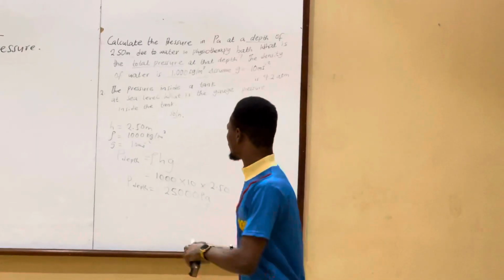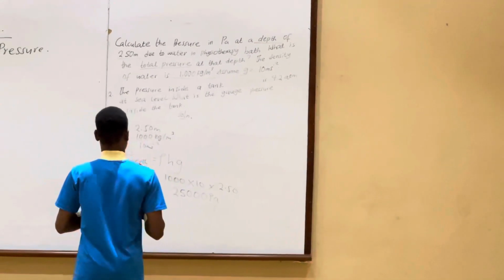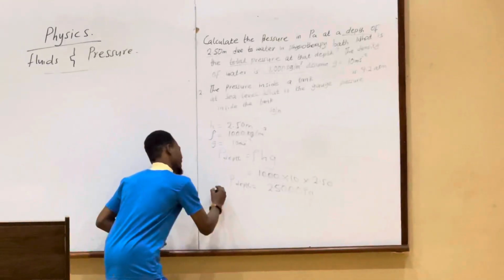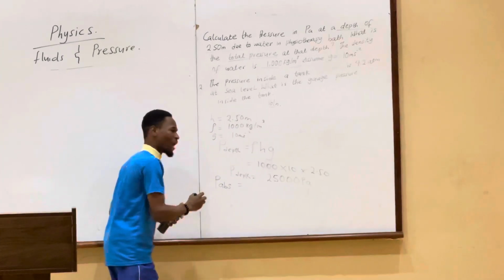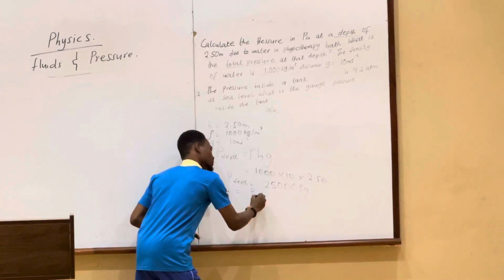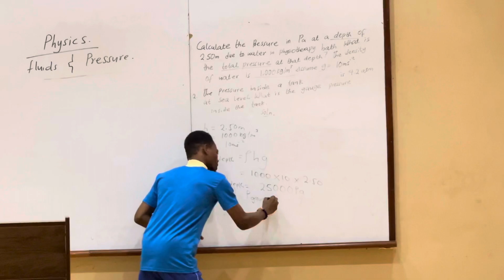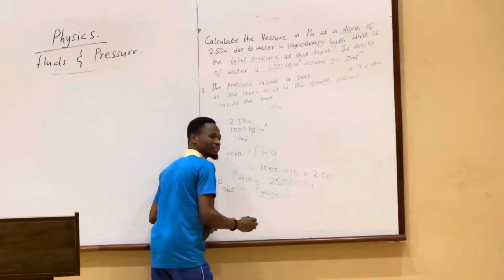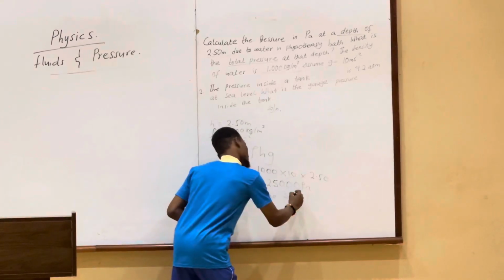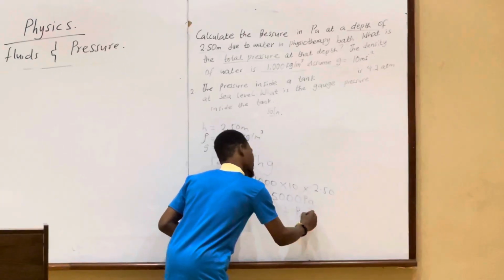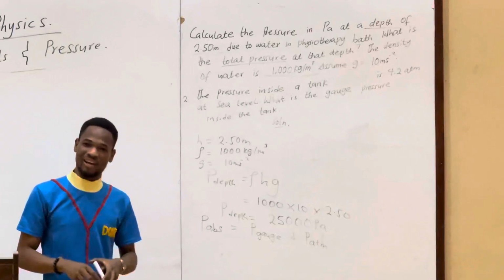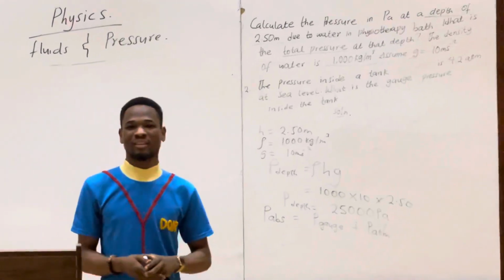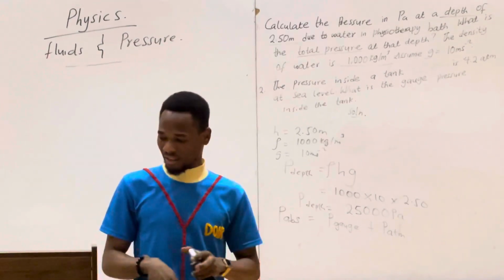Remember, we said that the absolute pressure is given by the gauge pressure plus the atmospheric pressure. Did you get it that way? Yes. It's just as simple as that.